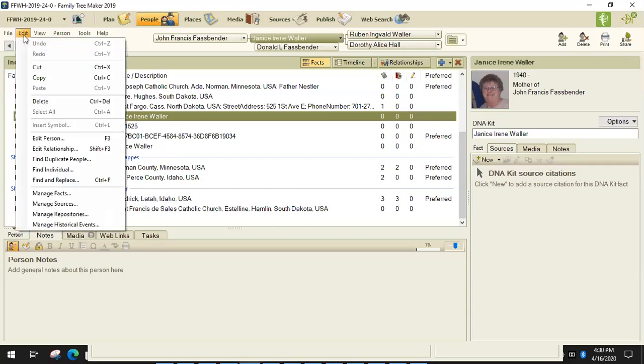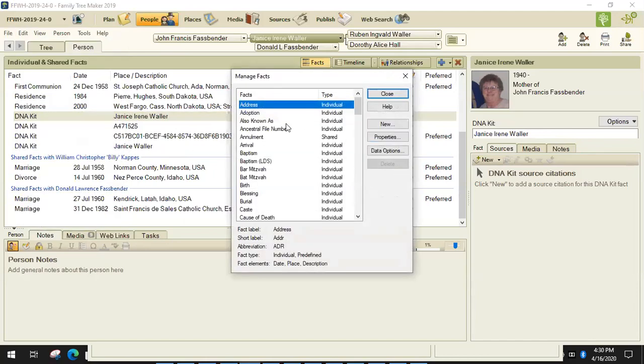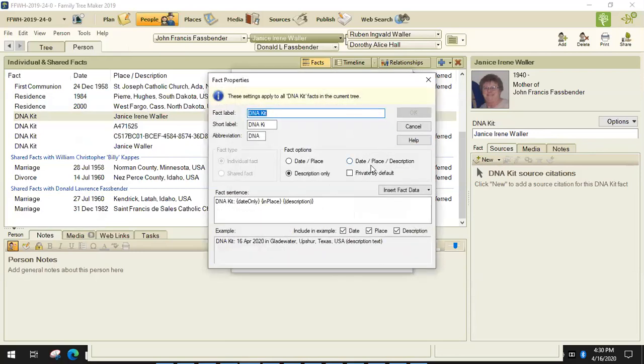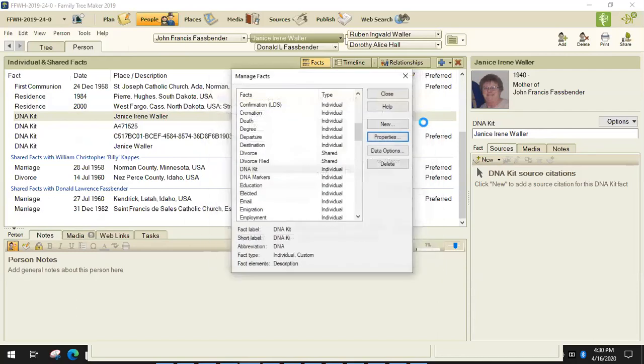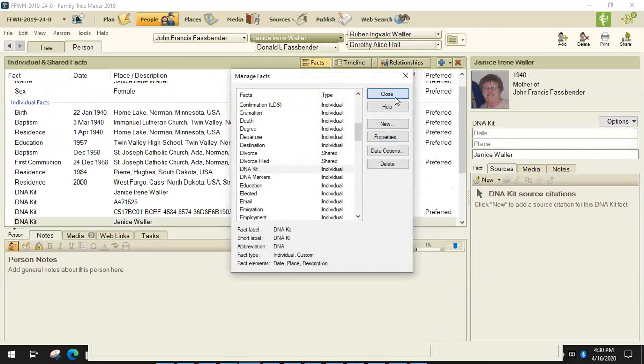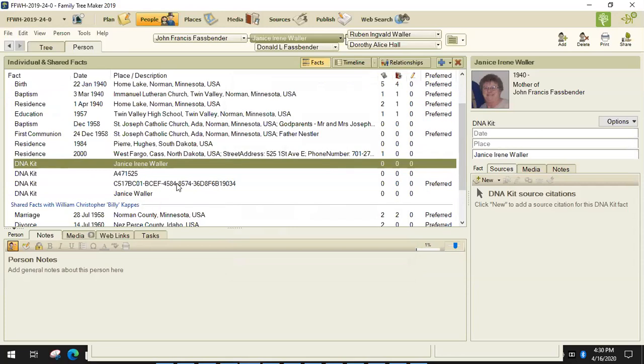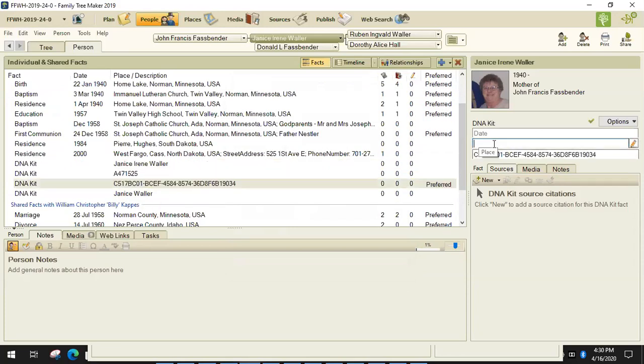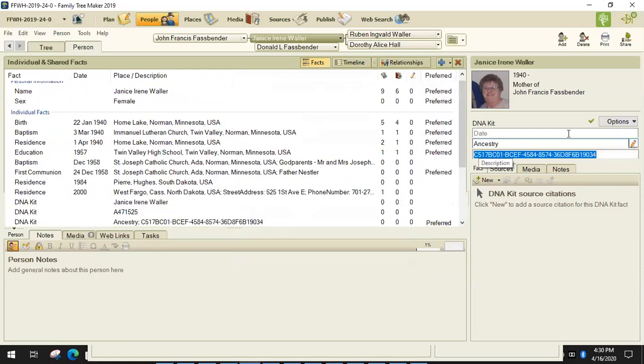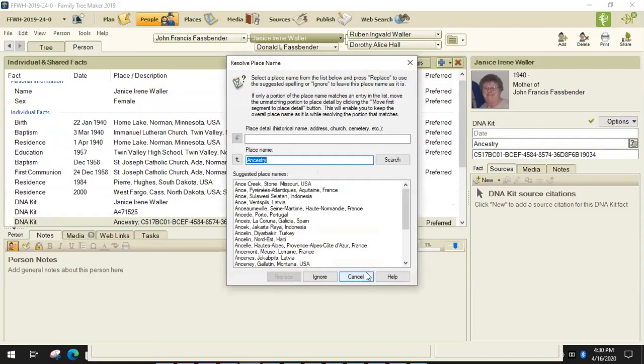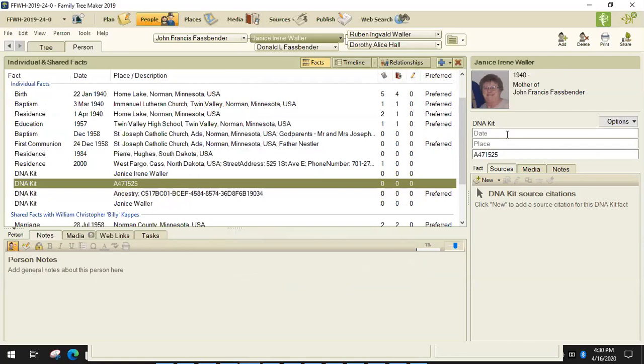I just know. Now what you can do, see, I just have it displaying just the properties, but you can manage facts. Let me go to this DNA kit fact. I use Legacy, but I'm assuming Legacy has something similar. Can't you add it to the source? What you can do is, say in place here, I can easily just type in Ancestry. Obviously that place won't resolve, but you can create a source, put it here for citation, like date and place.